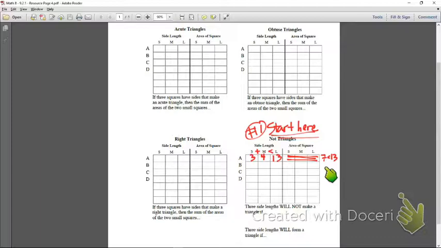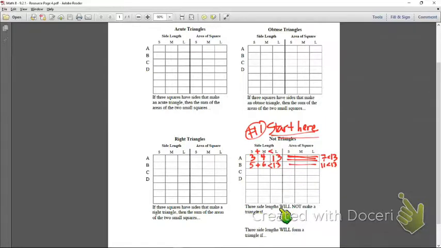Okay, I'm going to give you another one. Let's do 5, 6, and 13. So put 5 here, then put 6, then put 13. Again, let's add the 2. 5 plus 6, that's 11. Is 11 bigger or smaller than 13? I believe it is smaller. It fits the pattern of less than, which means you do not have a triangle. 11 less than 13. This is not a triangle at all.